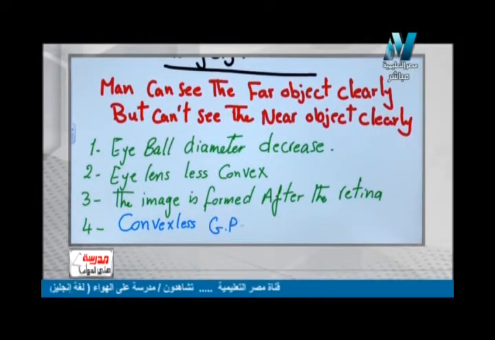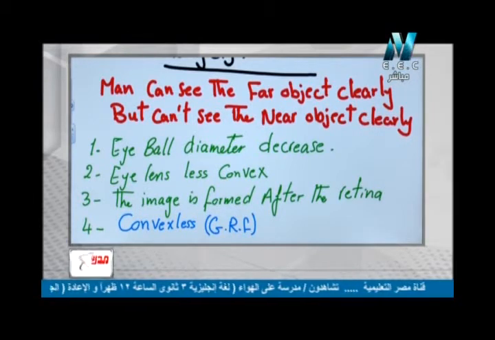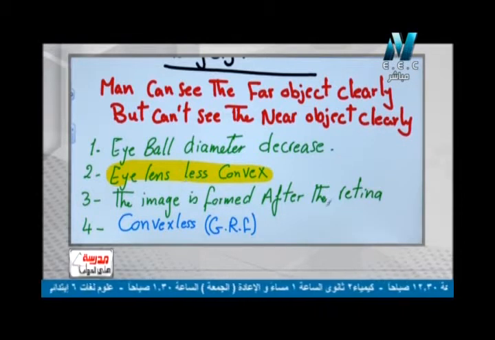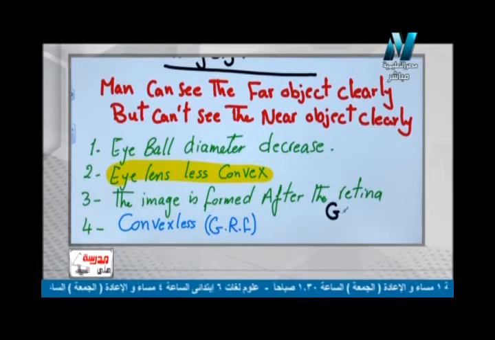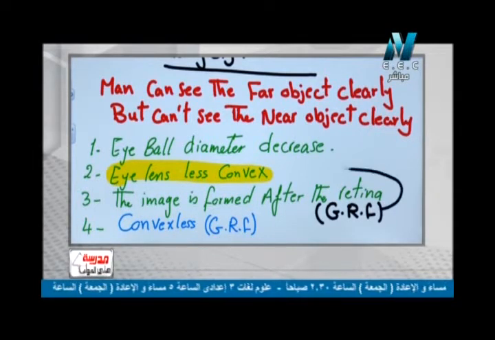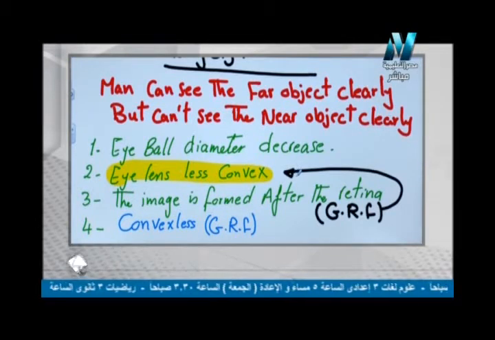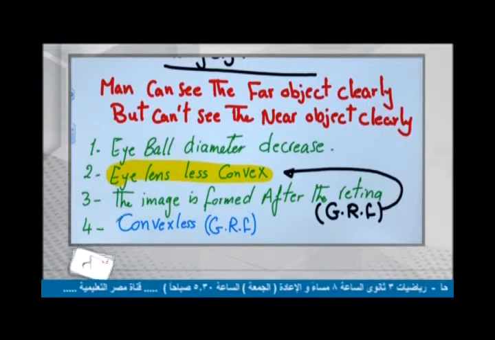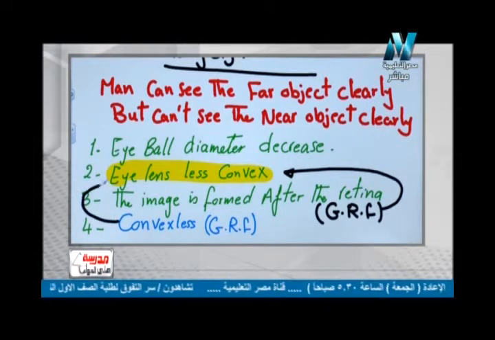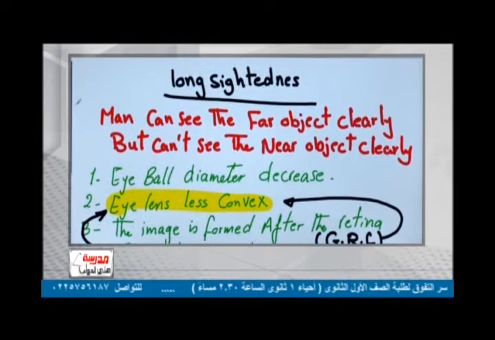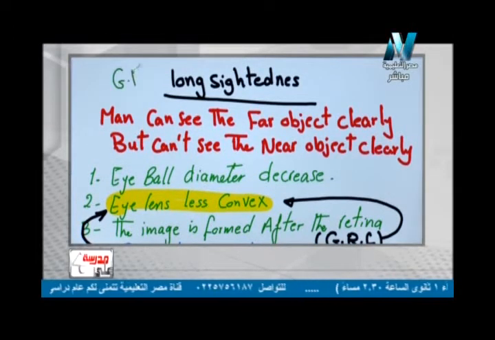Why? Give reason for. They may ask me to give reason. I will say because the eye lens is less convex, or the convexity of the eye lens decreases. They may also say: in long-sightedness the image is formed behind the retina, give reason. I will say because the eye lens is less convex, so the image is formed behind the retina. Same for the convex lens: we treat long-sightedness by a convex lens, because the eye lens is less convex. And if they ask give reason for some people suffer from long-sightedness.